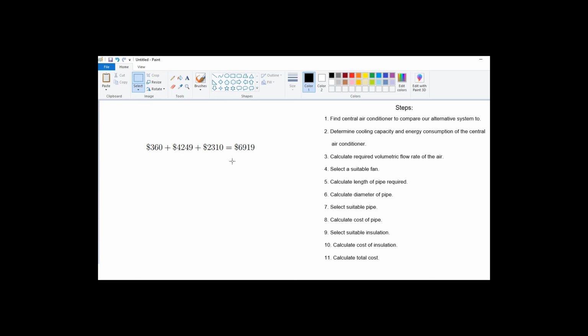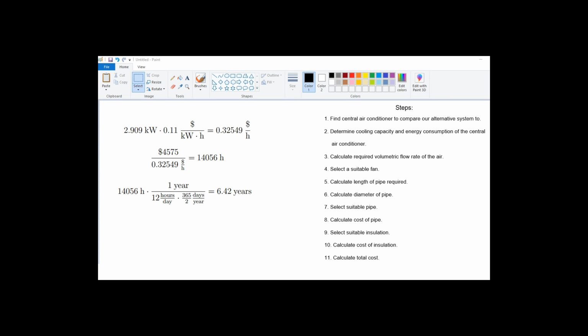They add up to $6,919, which is significantly more than the cost of the central air system. So the central air system uses 4.2 kilowatts and costs $2,300. Our system uses 1.2 kilowatts, but it costs $6,900. So the difference in price initially here is $4,500, but there is an energy savings of approximately 3 kilowatts.